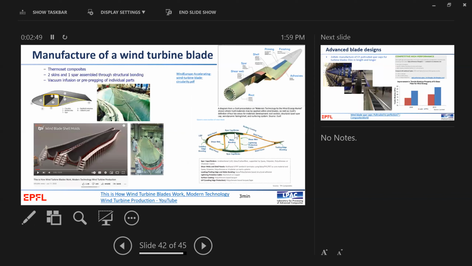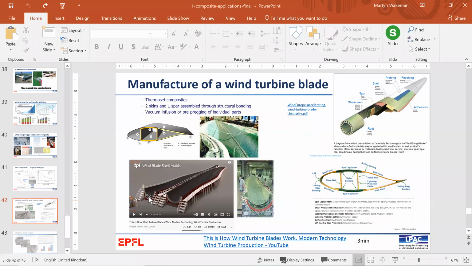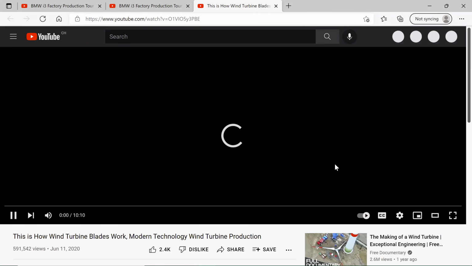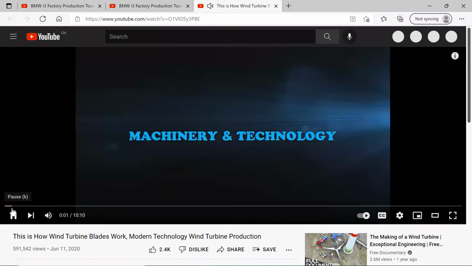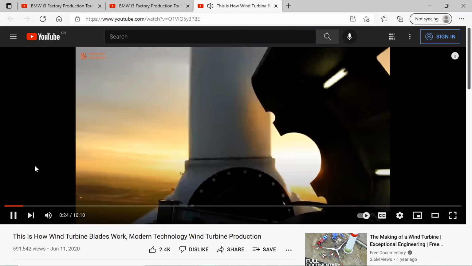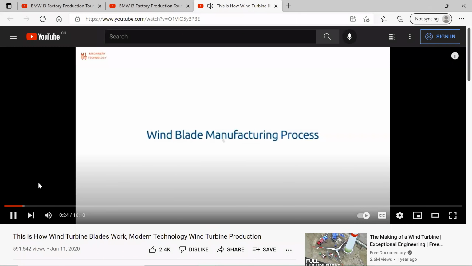These are the main elements of a wind turbine blade, and this is the last video in this lecture. It explains it much better than I can. We're just going to step into this video, and they show you how a wind turbine blade is made. Again, we're not going to watch it all. Just jump in.